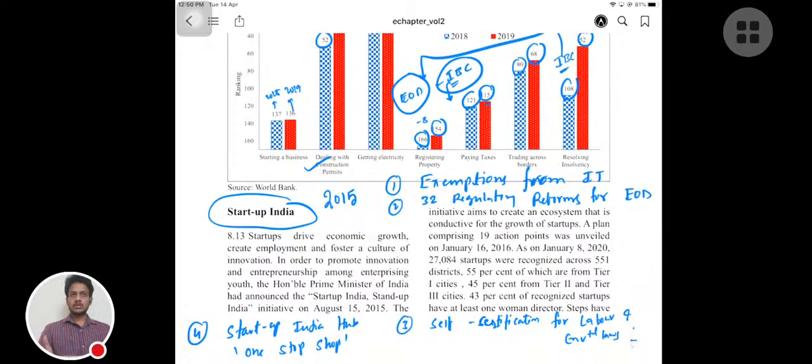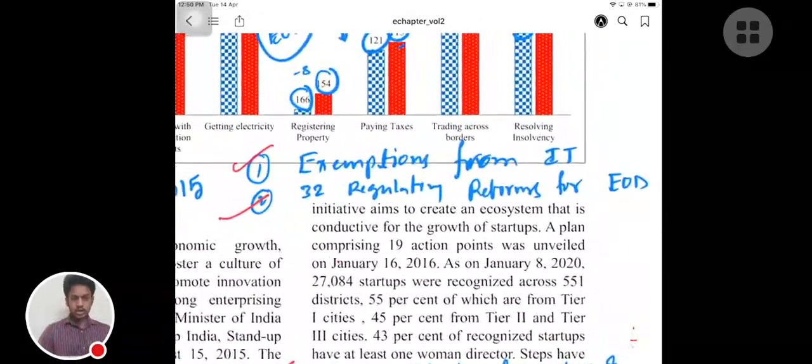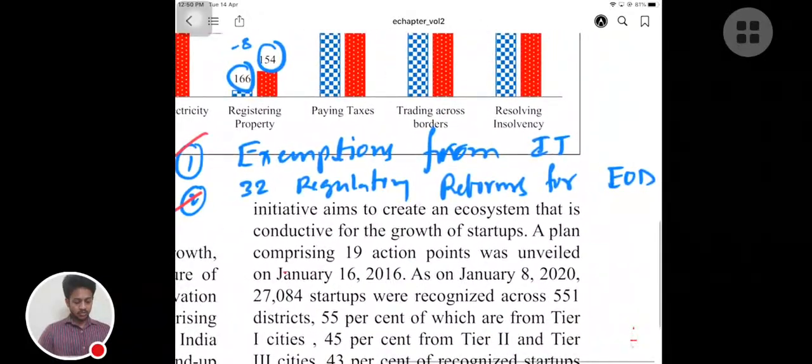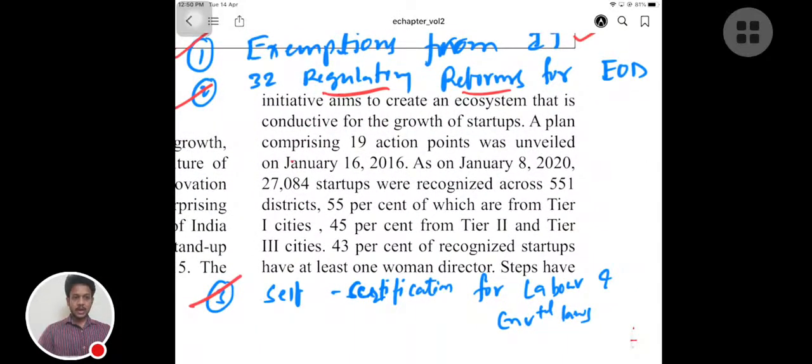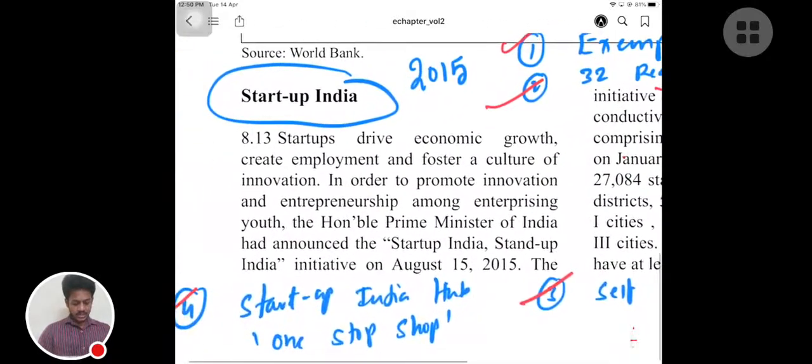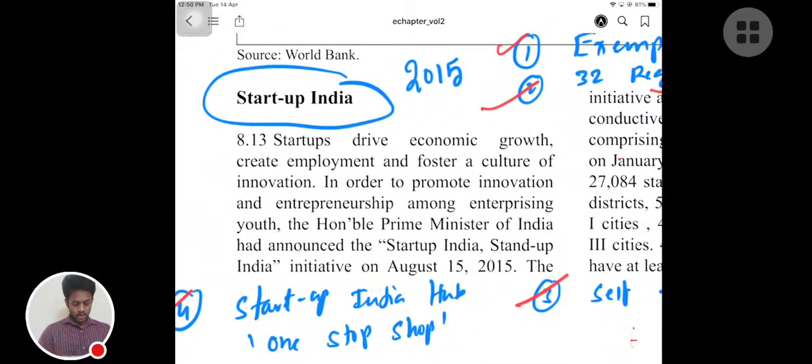So these are the things. Are you getting the point? To increase the startup ecosystem, these are the reforms that the government has brought. This is the first one, second one, third one, and fourth one. So this is what has been given in the survey. So these are the things that you should remember. See, I'm maximizing it. Exemptions from income tax, 32 regulatory reforms for ease of doing business, and self-certification for labor and environmental laws, and Startup India Hub, that is called one-stop shop.